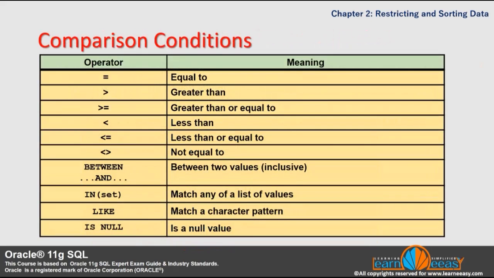Comparison conditions. The following are the general comparison conditions. Equal. Greater than. Less than. Greater than or equal. Less than or equal. Not equal. Between, an inclusive range. In, to specify multiple possible values for a column. Like, search for a pattern. Is null.